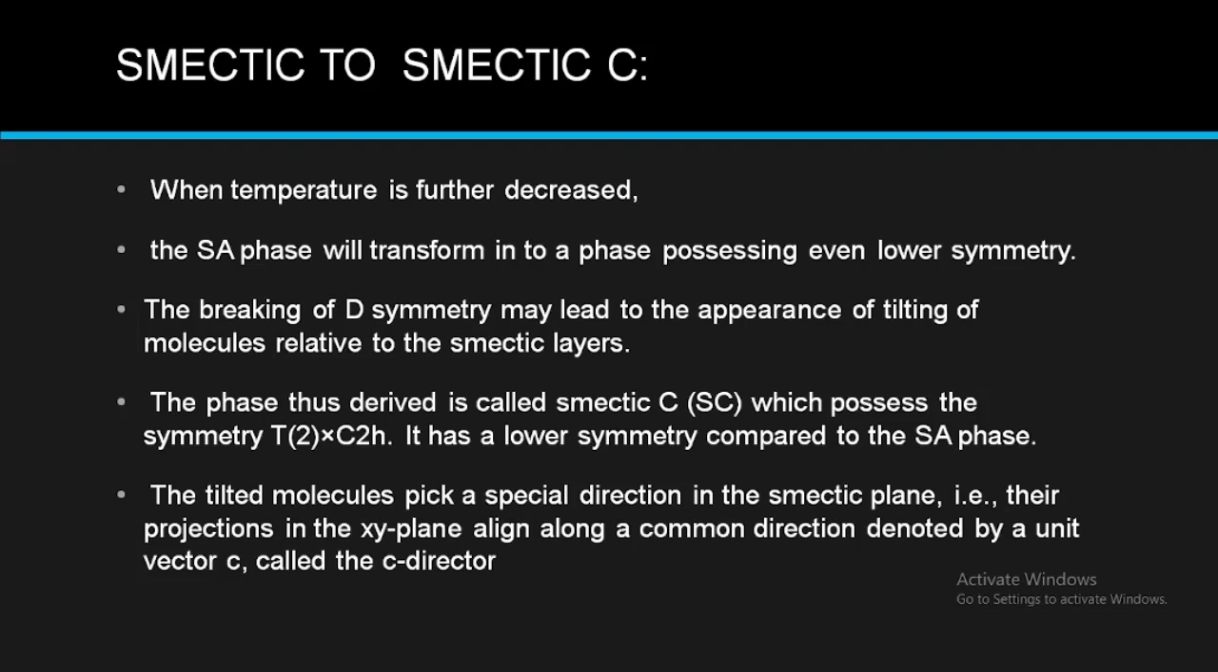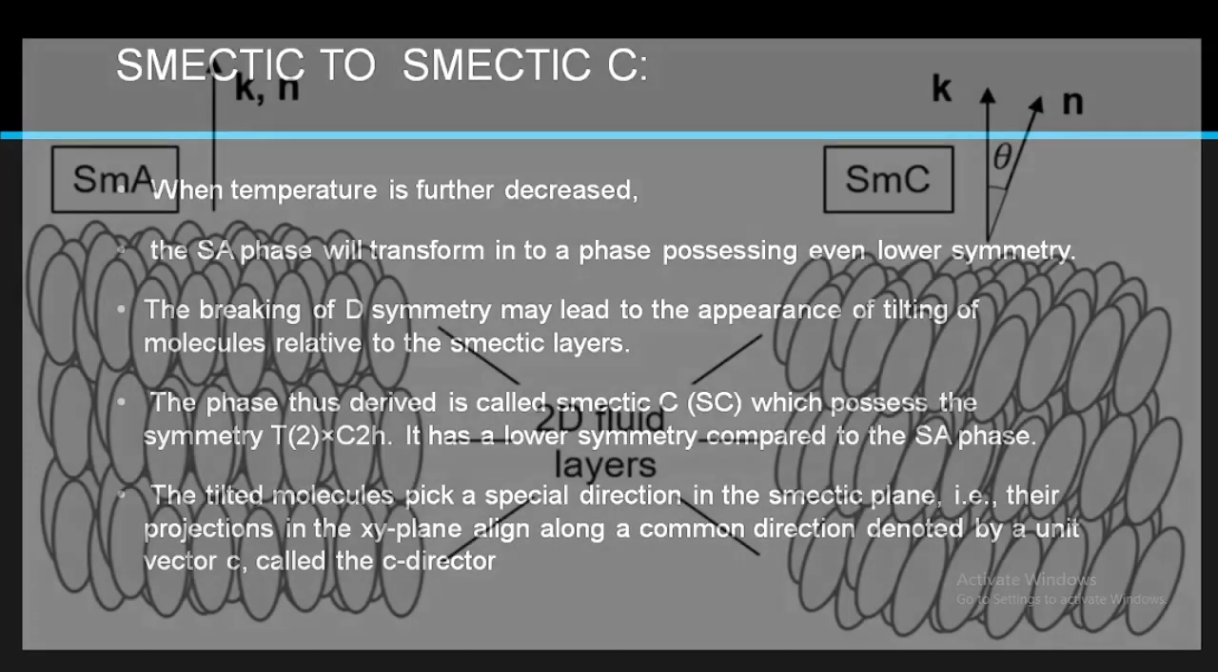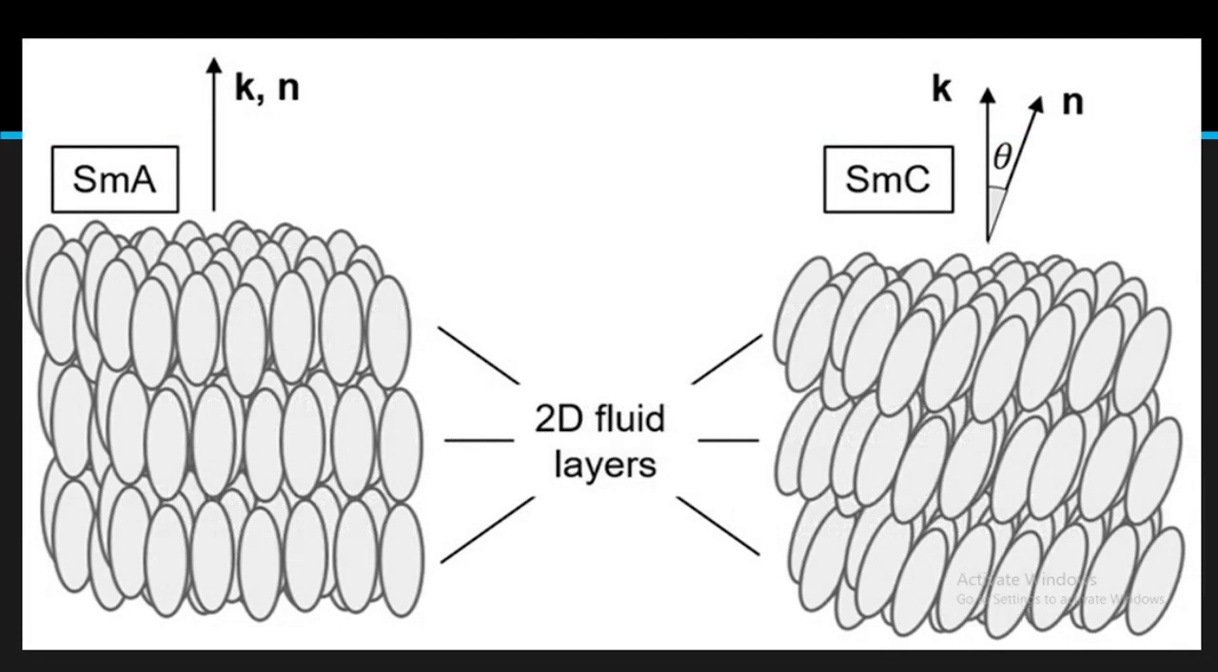Next, the tilted molecule picks a special direction in the smectic plane, that is, their projection in the xy plane is aligned along a common direction denoted by a unit vector c, called the c director. We know that all these molecules are tilted, right? So I cannot use the axis of the plane to consider on which axis the tilted molecules are placed. So here I use a unit vector called c, and it is called the c director. Next, this is a picture of the smectic A and smectic C phase.